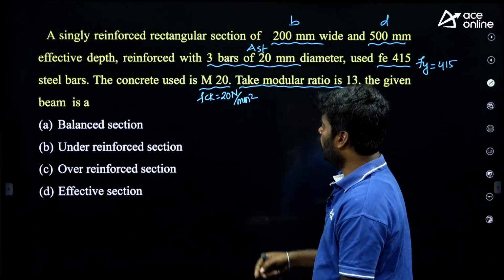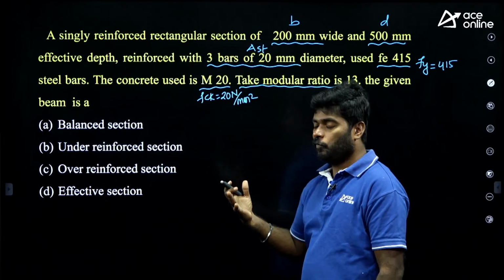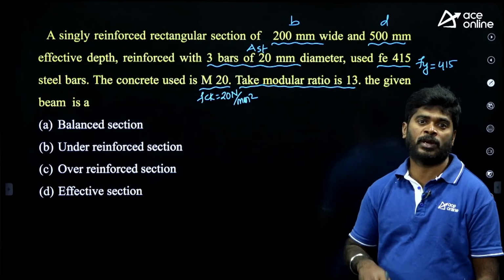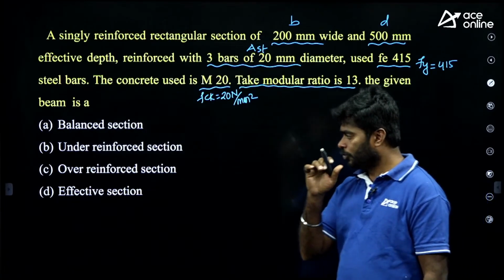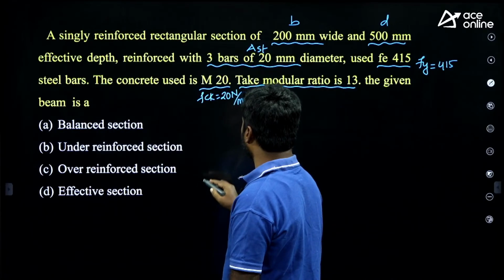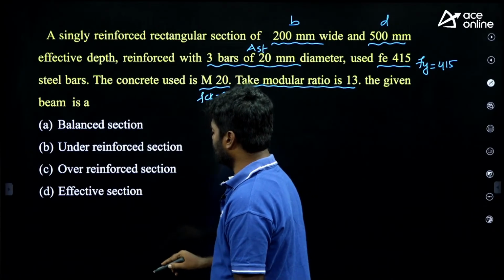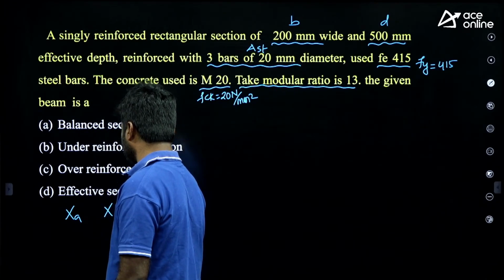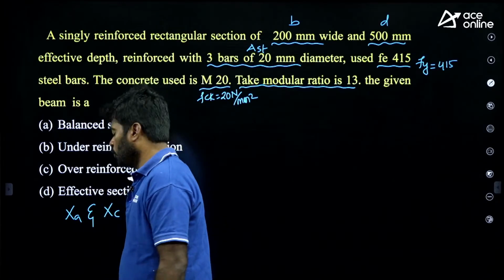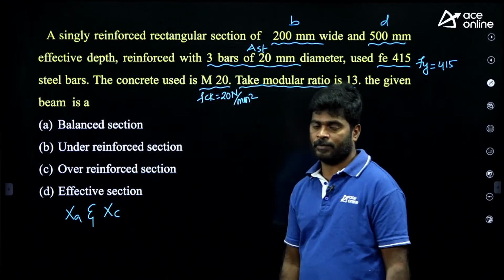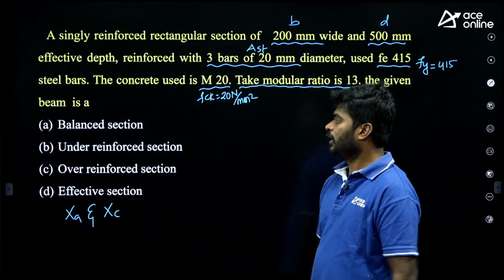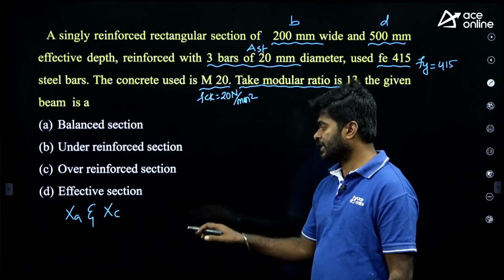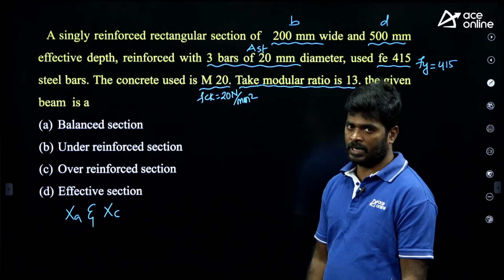My dear, how do you decide or judge whether the given section is a balanced section or under reinforced section or over reinforced section? In two ways we can judge. One way is comparing XA and XC, actual neutral axis depth and critical neutral axis depth. By comparing these two, we can decide which section it is. If XA equals XC, it is, my dear, balanced section. If XA less than XC, under reinforced section. XA greater than XC, over reinforced section, like that.